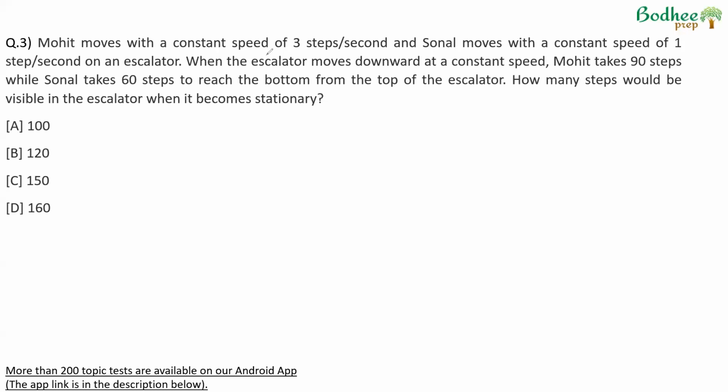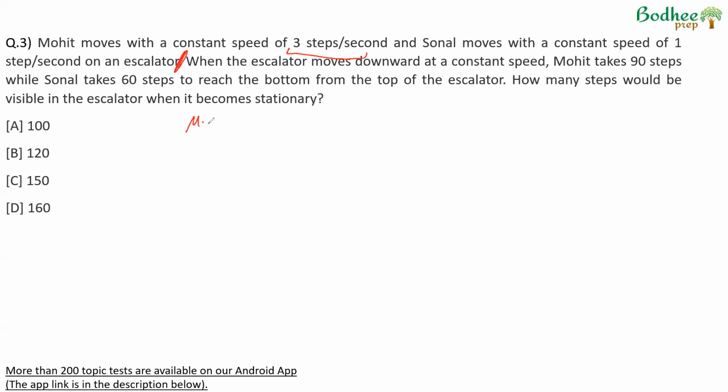Mohit moves with a constant speed of 3 steps per second, Sonal with a constant speed of 1 step per second on an escalator. When the escalator moves downward at a constant speed, Mohit takes 90 steps while Sonal takes 60 steps to reach the bottom from the top of the escalator. How many steps would be visible when the escalator becomes stationary?